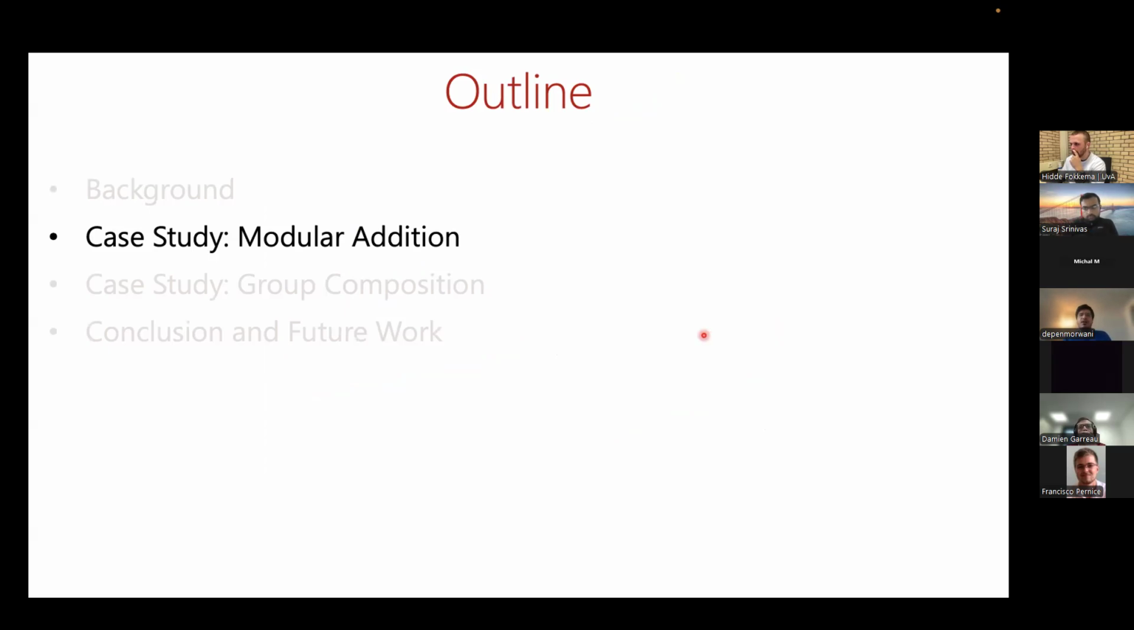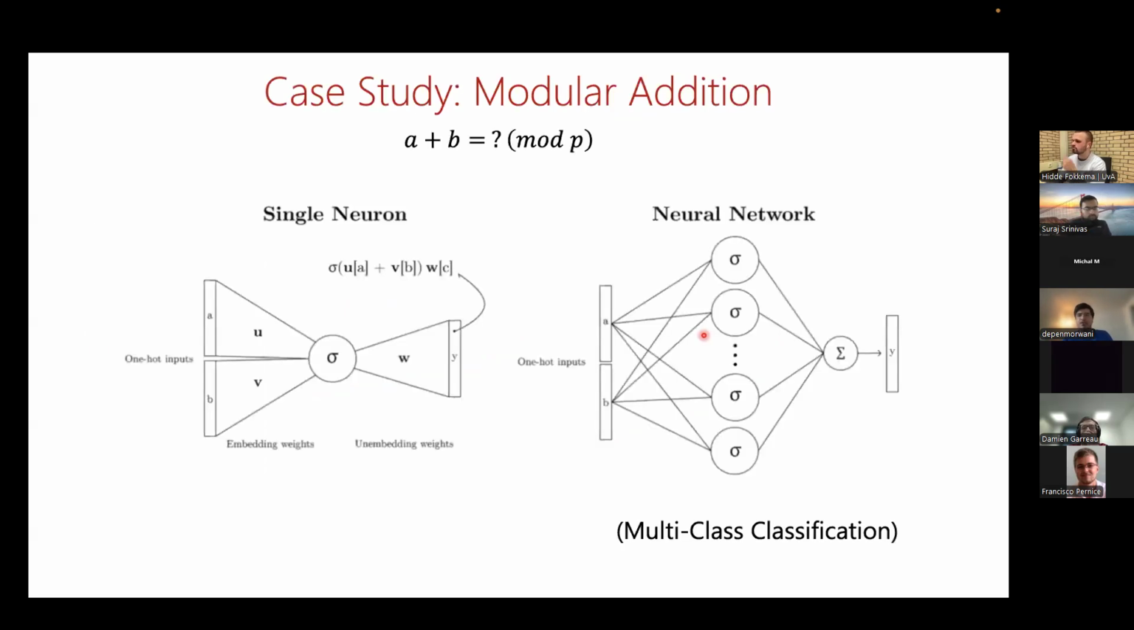We'll have the case study of modular addition, and we'll try to see how some simple neural networks trained on modular addition implement this particular task. This is going to be the setup. We basically want the neural network to learn A plus B mod P, where A and B are two integers less than P.